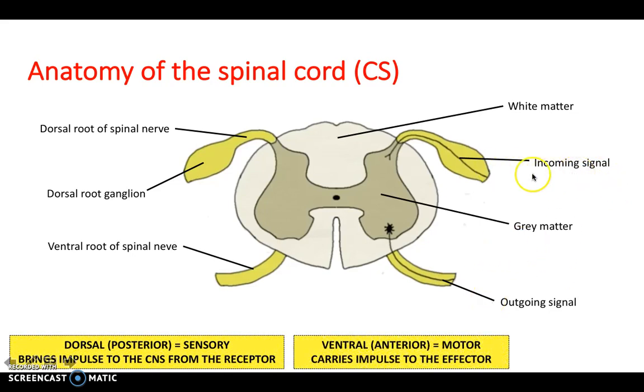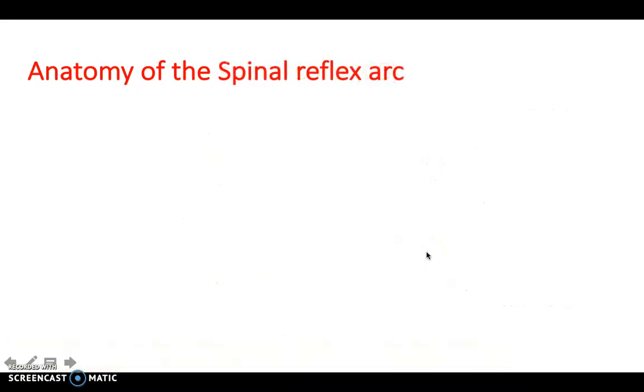So the dorsal root, the aspect at the posterior of the spinal cord, is the incoming sensory signal, bringing information to the central nervous system from the peripheries, and then you've got this outgoing signal, this motor signal through the ventral region, which is carrying the impulse to the effector.